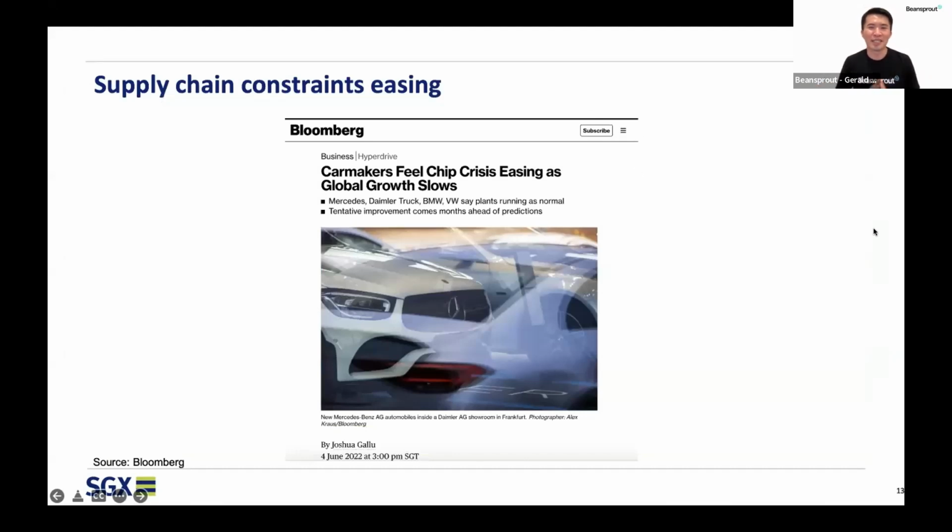Okay, so now the question as investors is what is going to happen in the second half of this year? The good thing is that the supply chain constraints are starting to ease. This is not just impacting the car makers, but a lot of the different manufacturers that are being impacted by the supply chain constraint, the shortage of semiconductors. What they have actually come out to say is that this impact from the shortage of semiconductors is not as bad as what it was sometime last year and in the early part of this year.